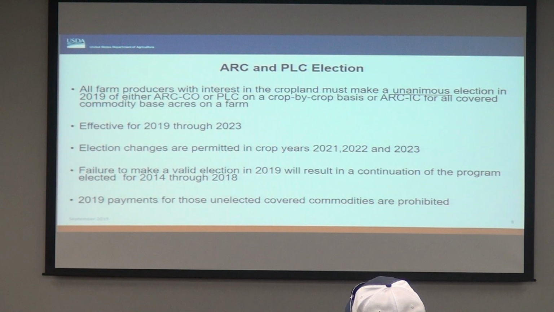And failure to validate election in 2019 under this sign-up: if you don't make an election, it's just going to default. If it was enrolled in the program last year, you're going to get the default of what you had for 2014 through 2018. And 2019 payments for those unelected covered commodities are prohibited. If they're covered commodities that do not have an election, then they'll not be able to get a payment.